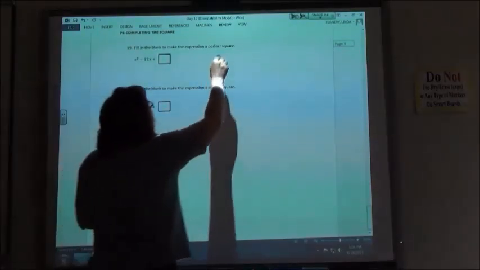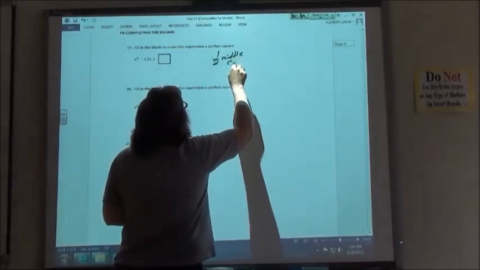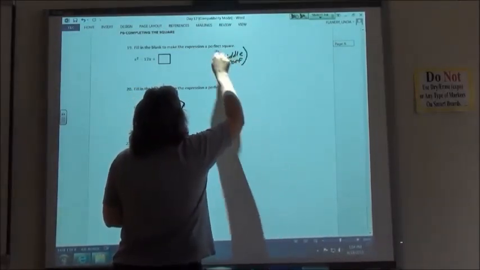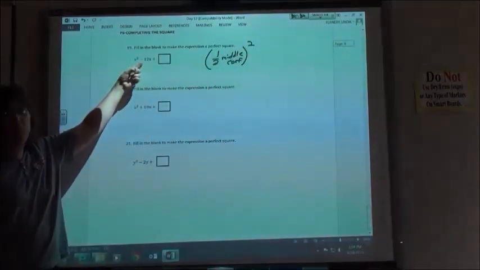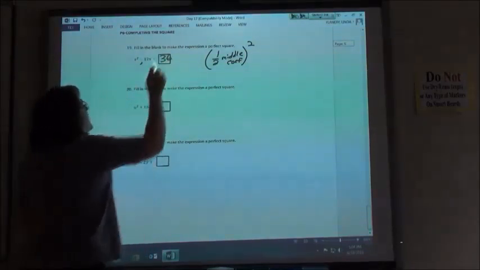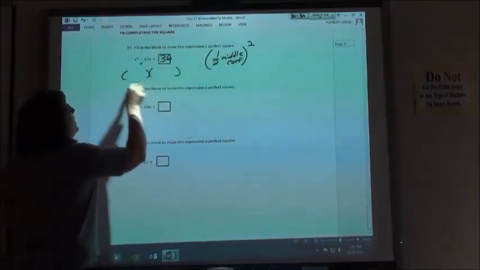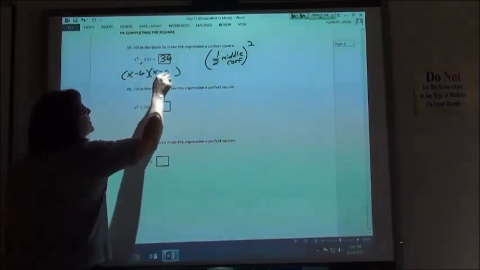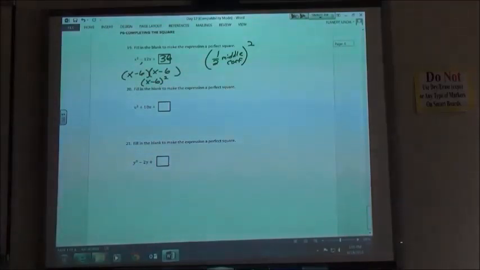To do that, you're going to take half of your middle coefficient, and then you're going to square it. So in this case, half of negative 12 would be negative 6. A negative 6 squared is a positive 36, right? Negative 6 times negative 6 is positive 36. So that if I factored that, it factors into x minus 6 and x minus 6, or x minus 6 squared, which is what we're going to end up having to do when we graph a circle and those kind of things.